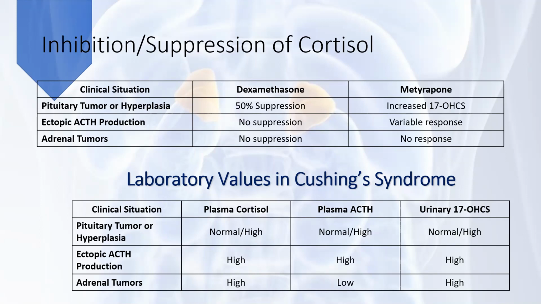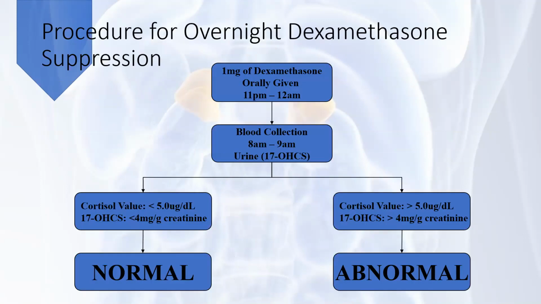Okay. Pituitary tumor or hyperplasia: cortisol high or normal, ACTH high, and the urinary 17-OHCS is high. Ectopic ACTH: plasma ACTH is high, and urinary 17-OHCS is high. Kapag adrenal tumor, mababa po yung ating plasma ACTH. The rest is high. Now, there is a procedure for our overnight dexamethasone suppression test.